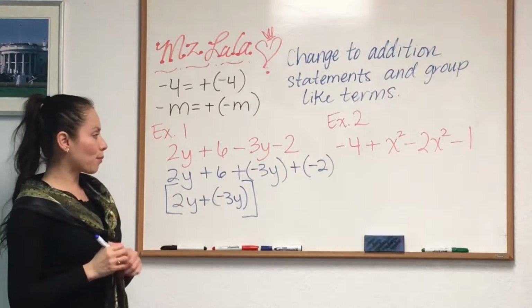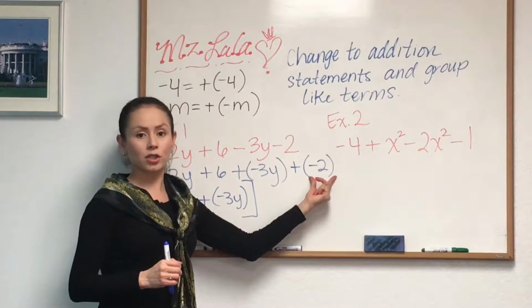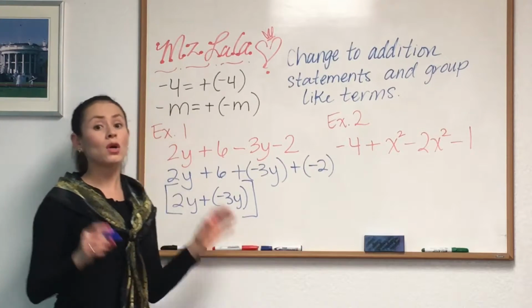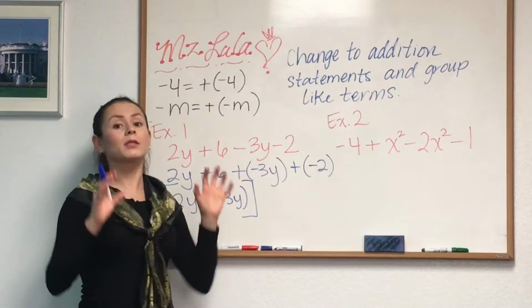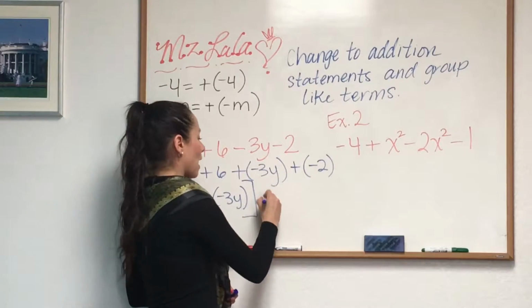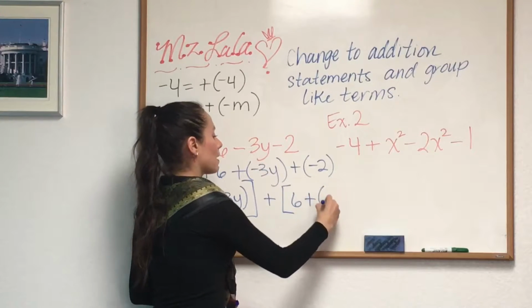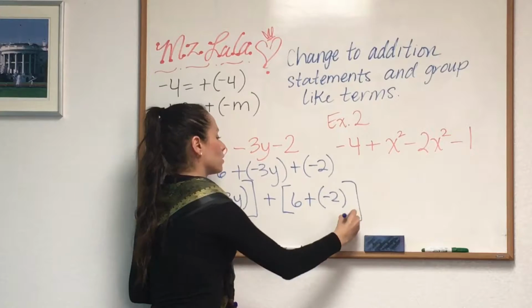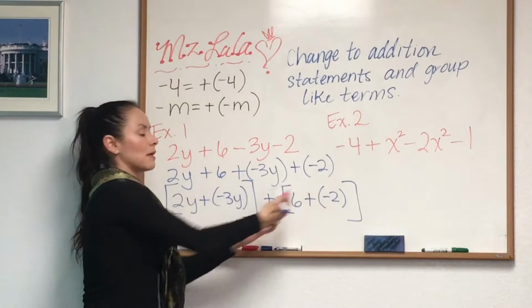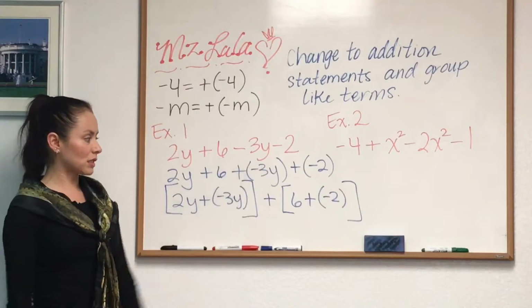So I will group that with brackets, and then we have a constant 6, and we have another constant of negative 2. Since those are just constants, numbers by themselves with no variables, those are like terms. So I can group those together by putting 6 plus negative 2. And now I have grouped my like terms after converting that problem into an addition statement.